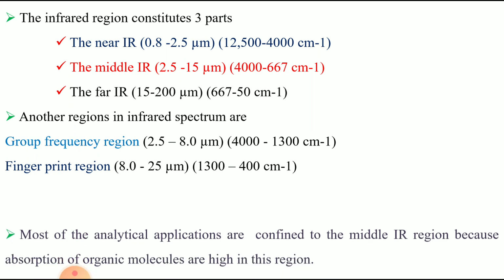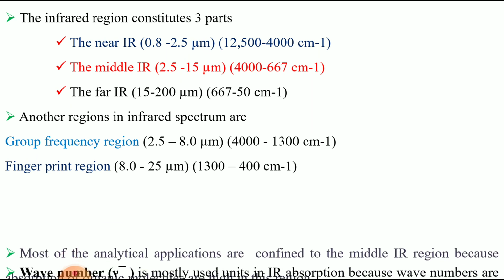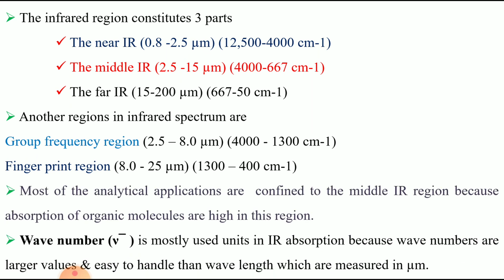Most analytical applications conform to the middle IR region because the absorption of organic molecules is high in this middle IR region only. The most commonly used IR region is the middle IR region, because most molecules absorb radiation of the middle IR region only. Why do we represent wave number rather than wavelength? Because wave numbers are large numbers, which are very easy to handle compared to wavelengths. The wavelengths are very small values, in micrometers.